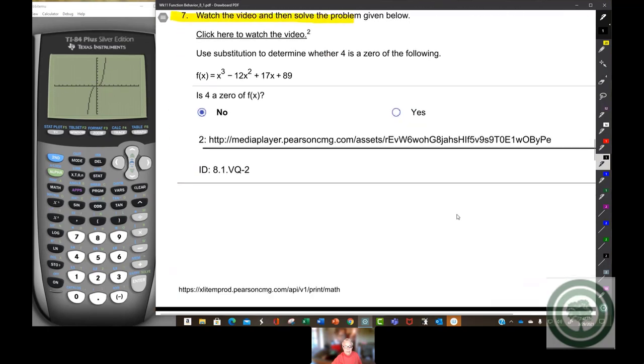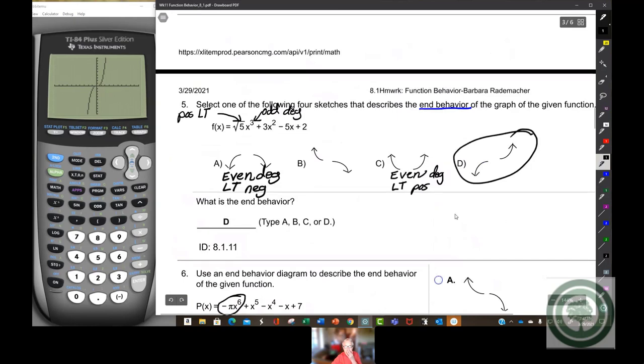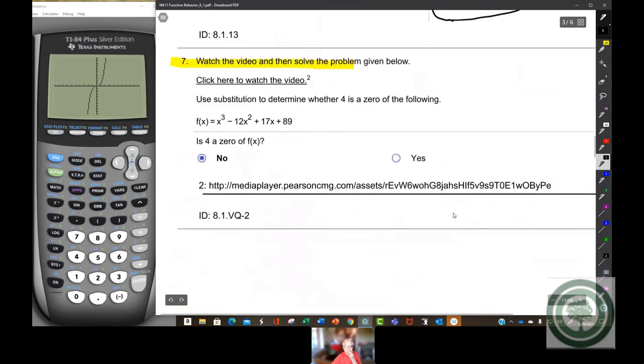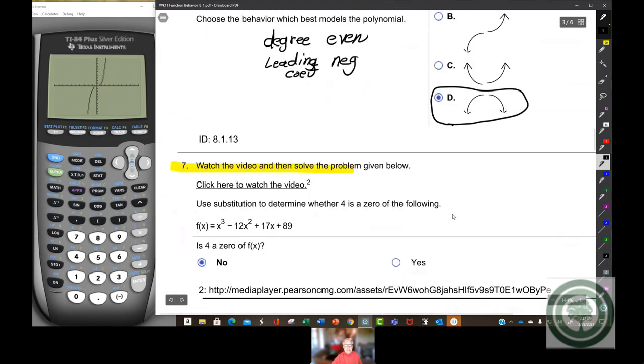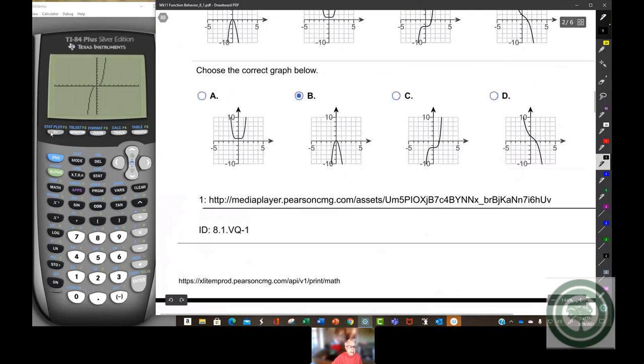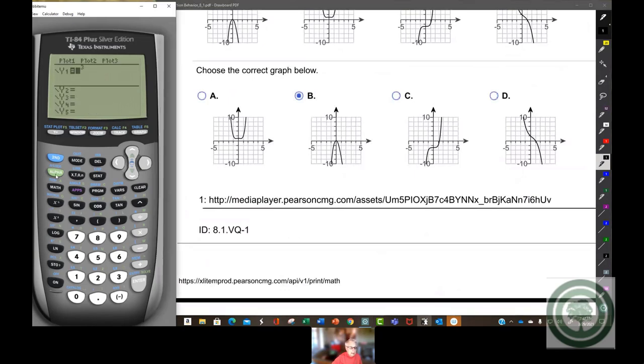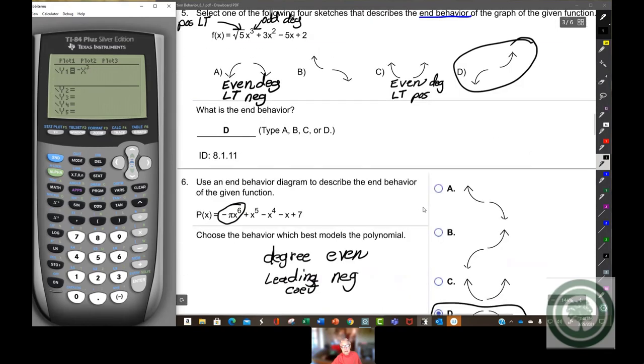And then, I need another negative, but I don't have it. So let me just tell you that when you have an odd degree and a negative leading coefficient, this is what you have. Up on the left and down on the right.